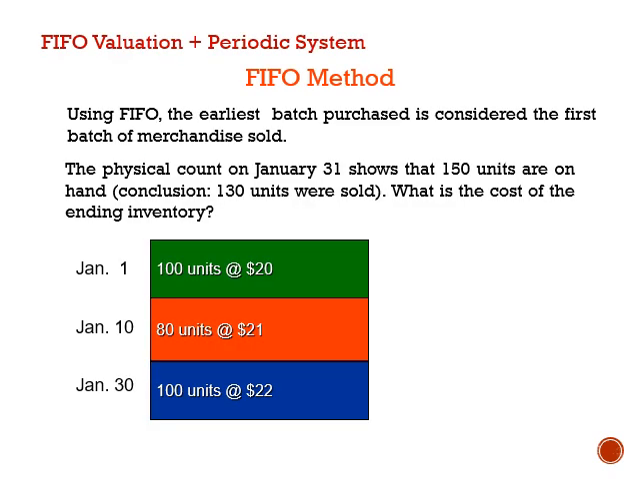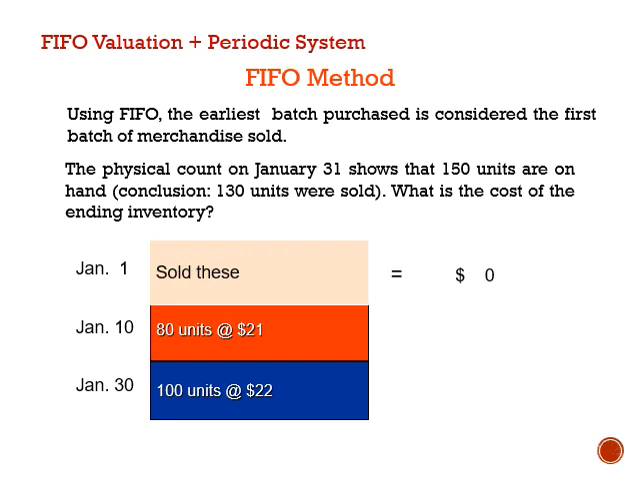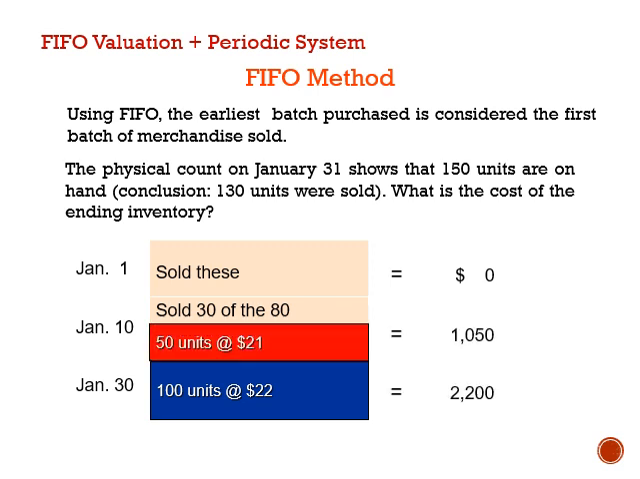For the month, we have sales of 130 units. Since we are using FIFO, we will sell from the earlier batches, so 130 will be deducted from the top. The first 100 units at $20 per unit cost, and the next 30 units at $21 per unit cost, which leaves us with 50 units from the batch with cost at $21 per unit and 100 units from the batch with cost at $22 per unit. And we have in the end the balance of $3,250.